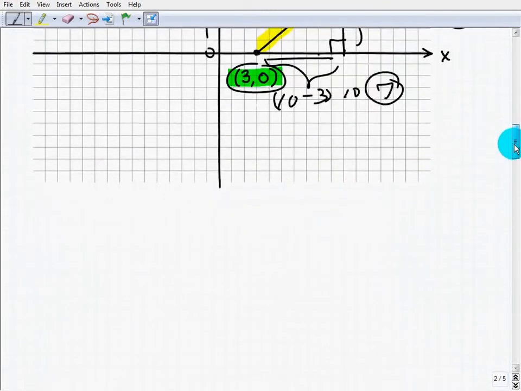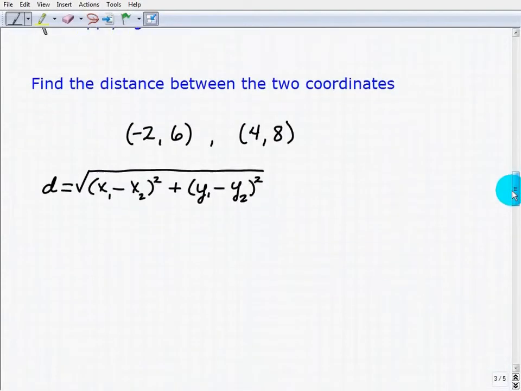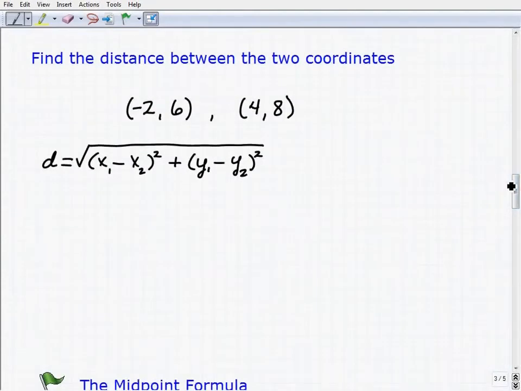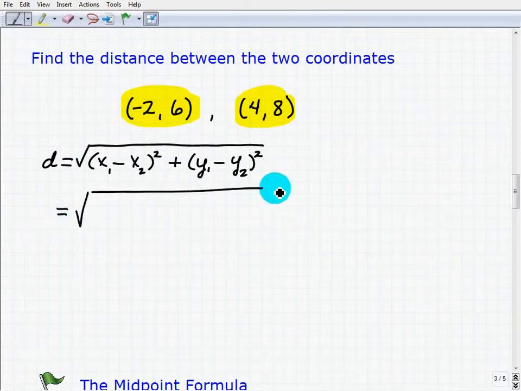Let's go down here and actually apply the distance formula. How do we apply it, and how does this play with the notation we talked about? It's actually pretty easy. We're going to find the distance between this point, (negative 2, 6), and this point, (4, 8). The distance is going to be the square root of, and we have to subtract the x coordinates in each point. Now you've got to pay attention.